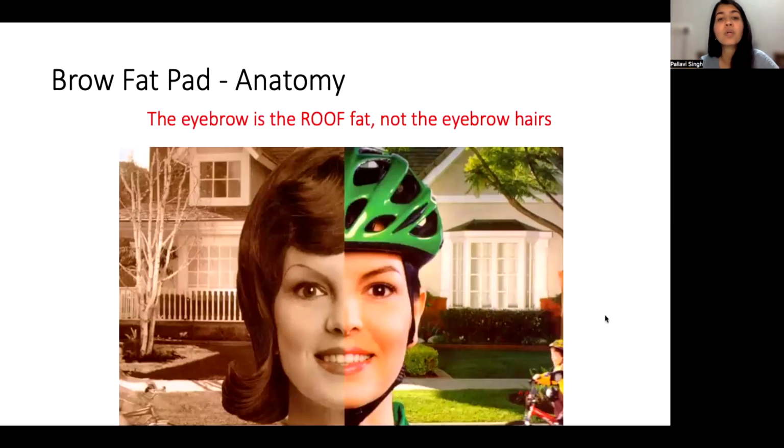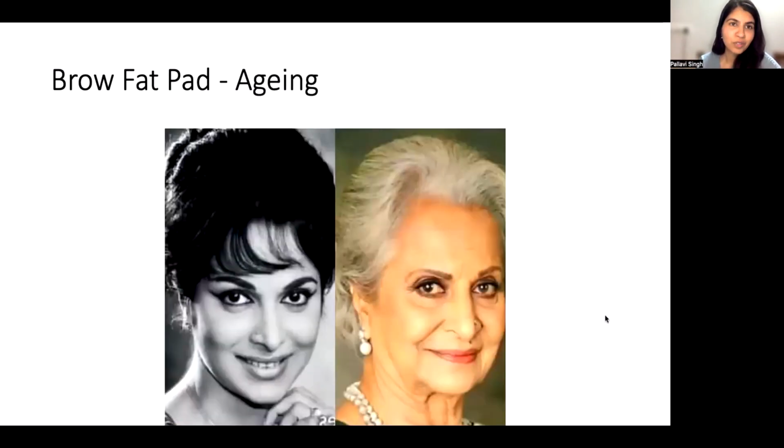And so it's important to know whenever you're injecting the brow fat pad that you always notice the 3D structure of the eyebrow, because the eyebrow is formed by the ROOF fat. And it's important to not get distracted by the eyebrow hairs, because you can pluck or laminate your eyebrows whatever way you want, but you cannot change the ROOF fat. So it's very important to look for that nice fullness, or to recreate that nice fullness whenever you're injecting in this area. For instance, if you look at Wahida Rahman when she was younger, she has this nice fullness which kind of has deflated with age.